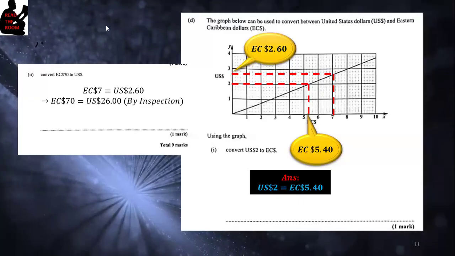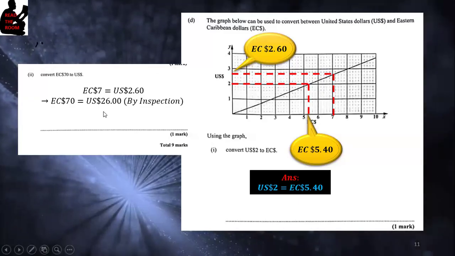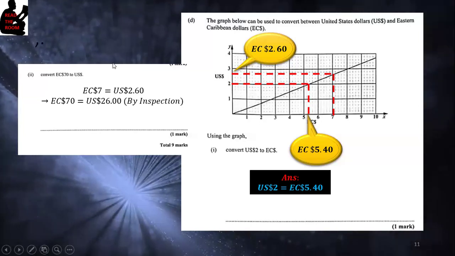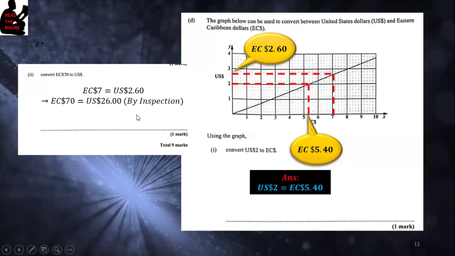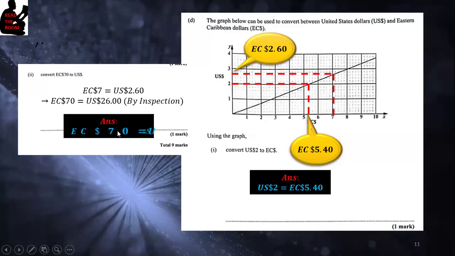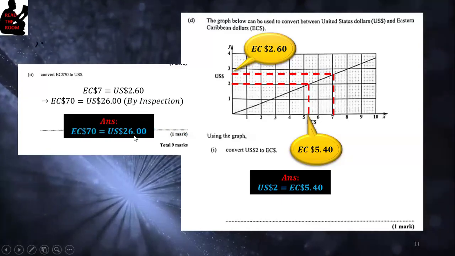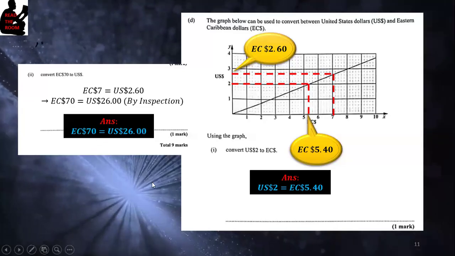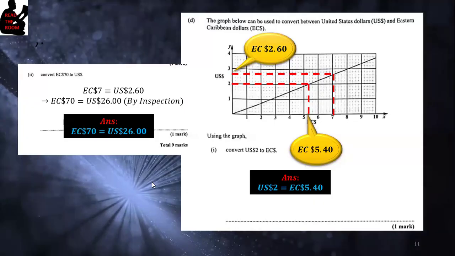So just understand that CSEC will put questions like these from time to time, and there's a number of questions that are coming up that will have the same icon. So be on the lookout for it. So in this case, the answer is $26. So 70 EC equals $26. Any questions? Hey guys, awesome. Let's continue.